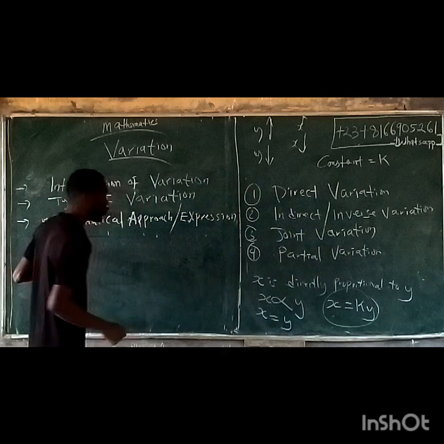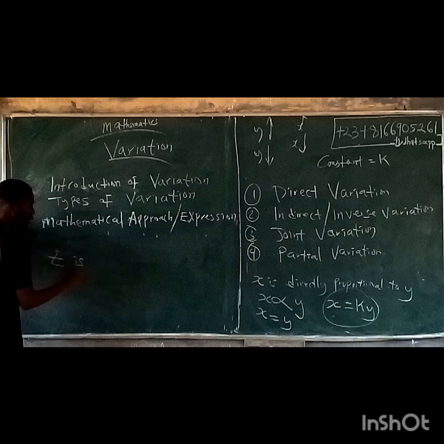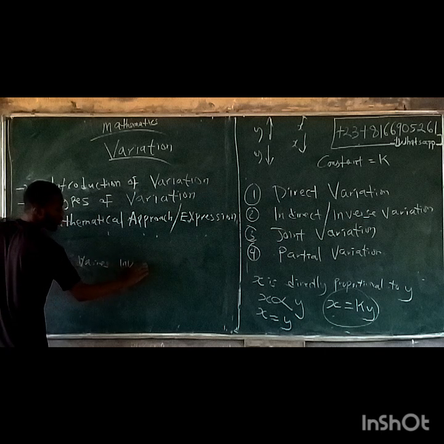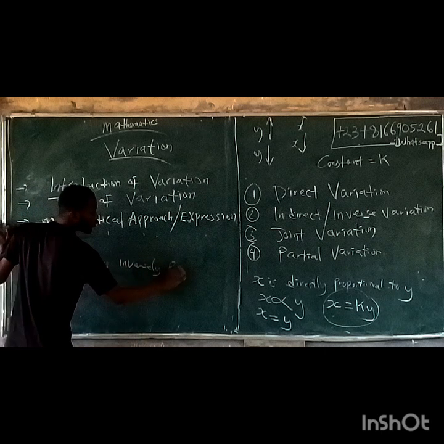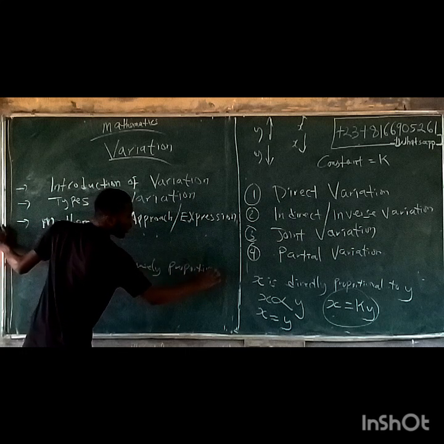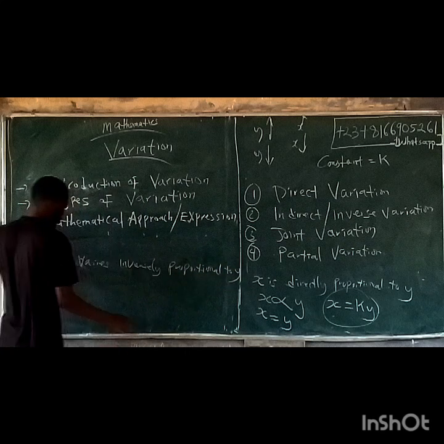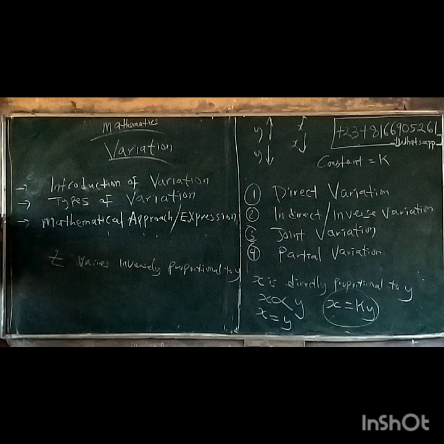Now, how do we approach this? So let me use this illustration where we have z varies inversely proportional to y. Z varies inversely proportional to y. So the first thing you need to do is identify what type of variation this is. In this case, this is called indirect variation, or you call it inverse variation. Now, how do I approach this? How do I express this?